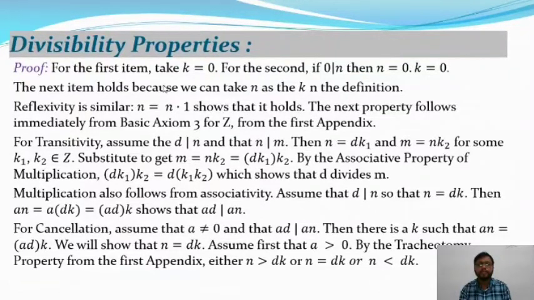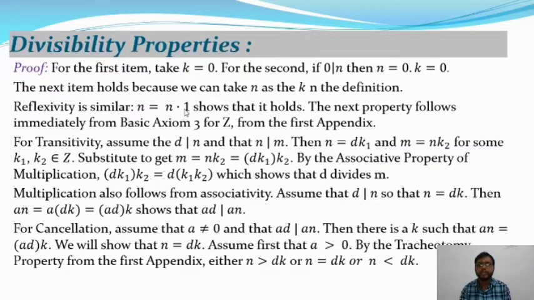And the next item, that means 1 divides n. So 1 always divides any number. That means the next item will hold when we take k as n by definition. Now move on to the fourth property, that means the reflexivity, and this is similar when we put n is equal to n into 1.